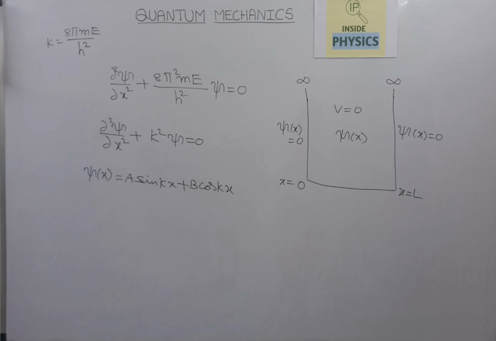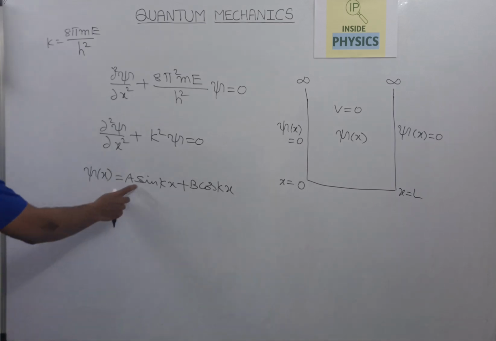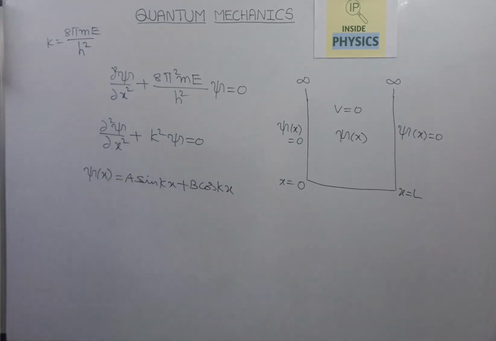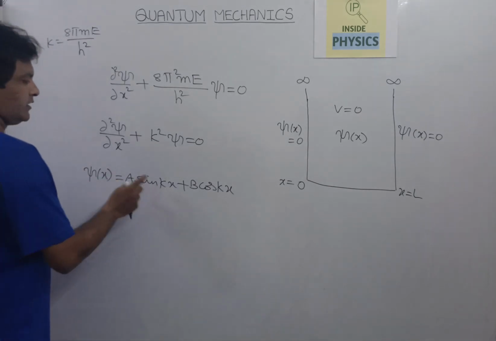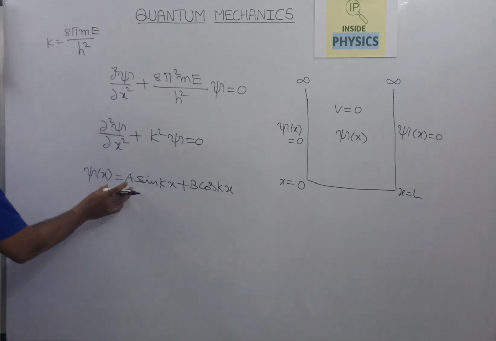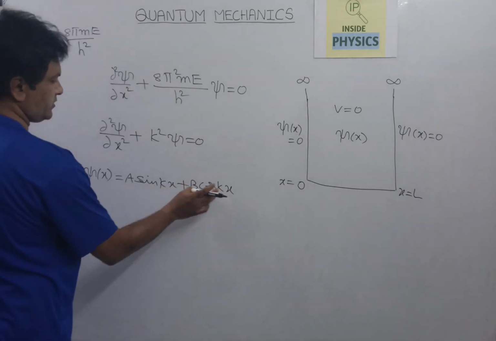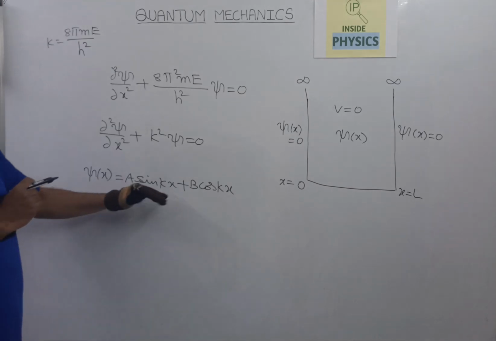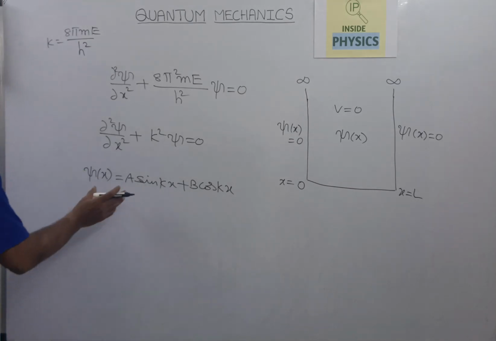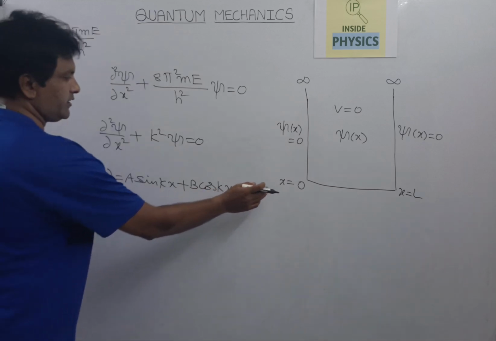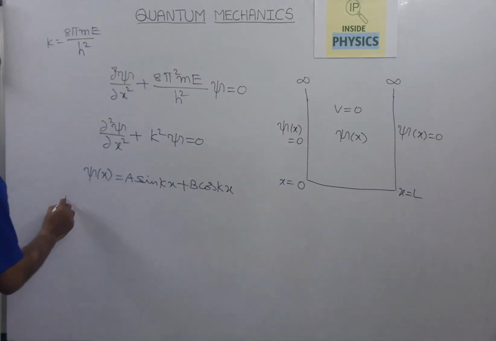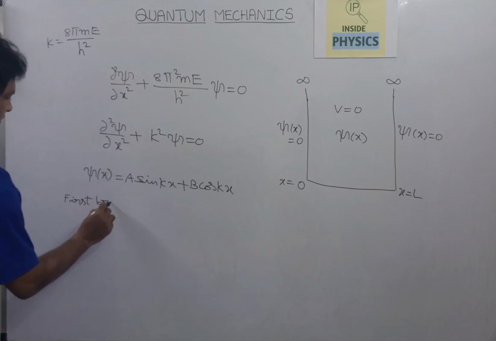Here, a and b are any complex numbers and k is the propagation constant. Now we apply boundary conditions to this solution, so the equation becomes the solution at this boundary and the solution at that boundary. So first we apply the first boundary condition.